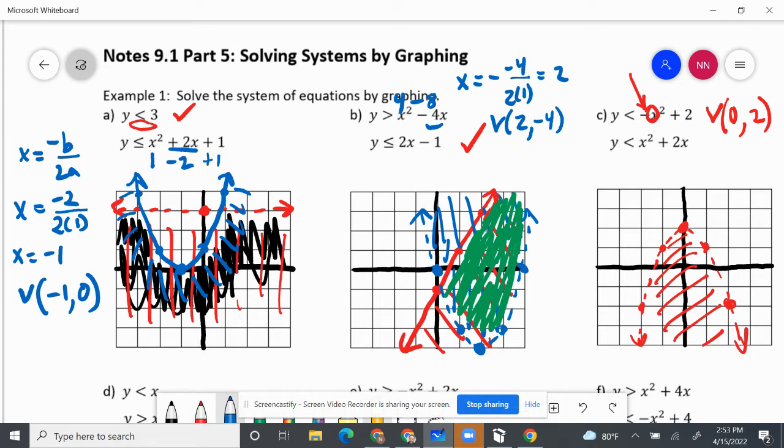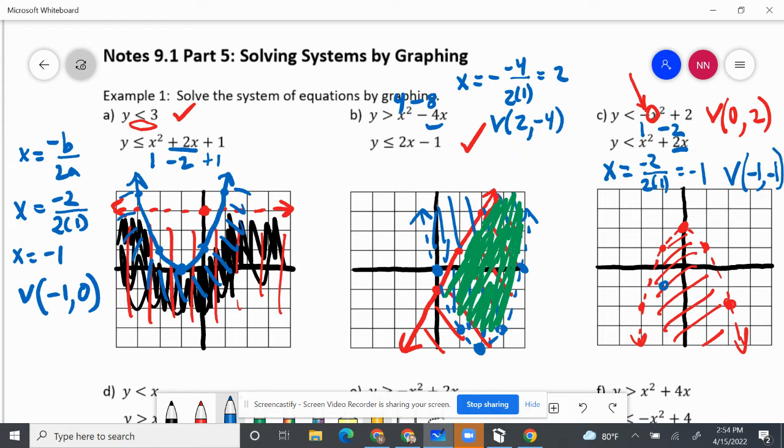Now looking at the next one, I see that it's in standard form. I have a b value. So x equals negative 2 divided by 2 times 1. Negative 2 divided by 2 is negative 1. So my vertex, if I plug in a negative 1, negative 1 squared is 1. 2 times negative 1 is negative 2. 1 minus 2 is negative 1.